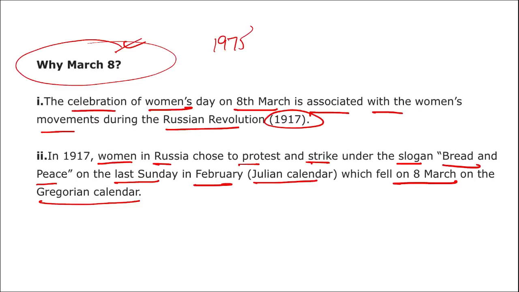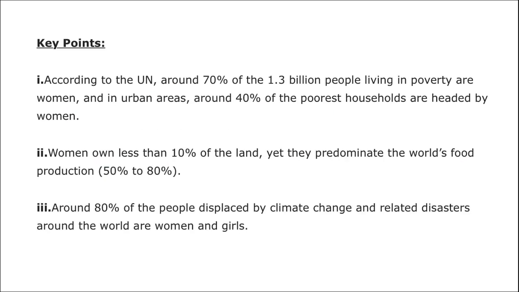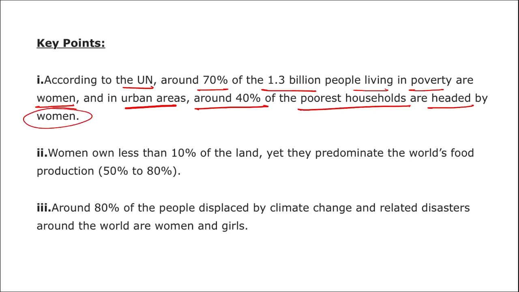According to United Nations, around 70% of the 1.3 billion people living in poverty are women, and in urban areas around 40% of the poorest households are headed by women.